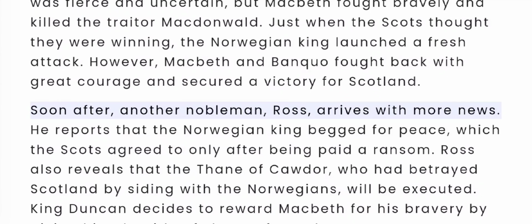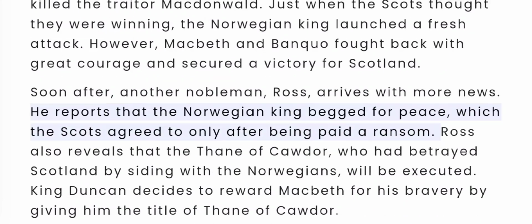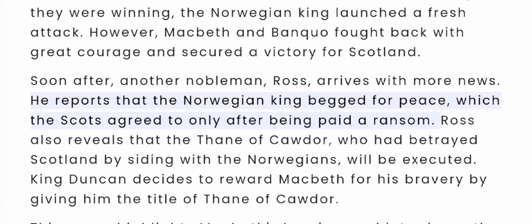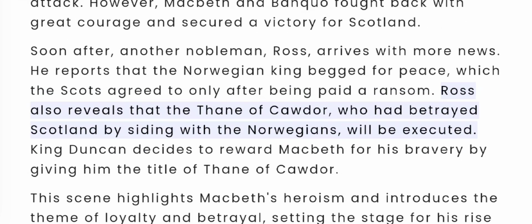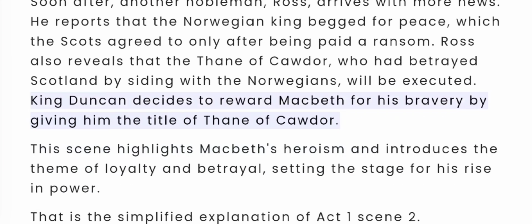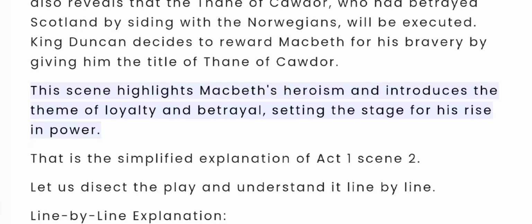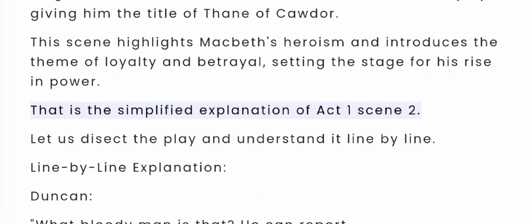Soon after, another nobleman, Ross, arrives with more news. He reports that the Norwegian king begged for peace, which the Scots agreed to only after being paid a ransom. Ross also reveals that the Thane of Cawdor, who had betrayed Scotland by siding with the Norwegians, will be executed. King Duncan decides to reward Macbeth for his bravery by giving him the title of Thane of Cawdor. This scene highlights Macbeth's heroism and introduces the theme of loyalty and betrayal, setting the stage for his rise in power. That is the simplified explanation of Act 1, Scene 2.